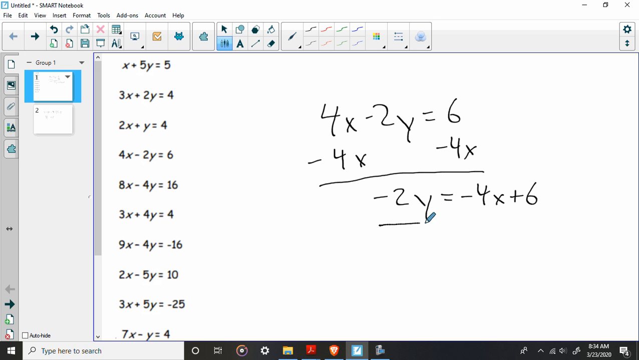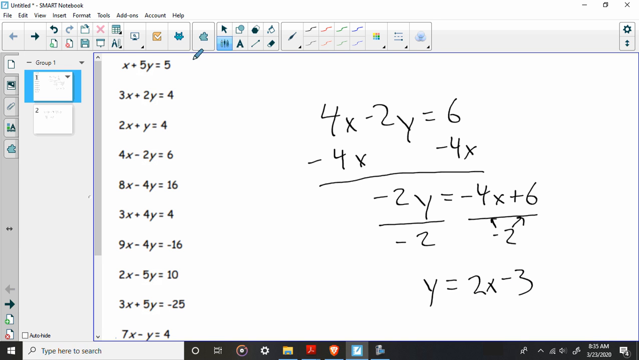Again, now what are we going to do? Divide by negative 2. Okay? Negative 2 divided by negative 2 is just going to be 1y. Now remember, this negative 2 has to go to both of these. It has to get distributed, right? So negative 4 divided by negative 2 is going to be positive 2x, and 6 divided by negative 2 is going to be negative 3.